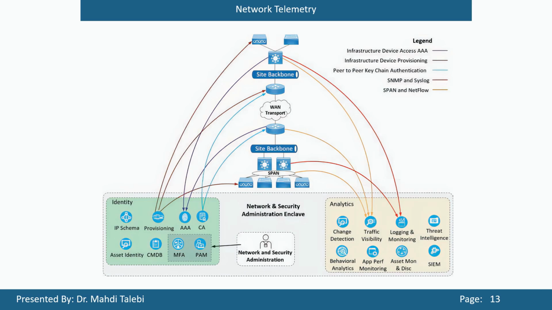In essence, the network telemetry visual illustrates how various elements from basic identity attributes to complex security analytics integrate and function cohesively within a zero-trust framework. This ensures organized management, seamless security enforcement, and continuous monitoring across all network layers.